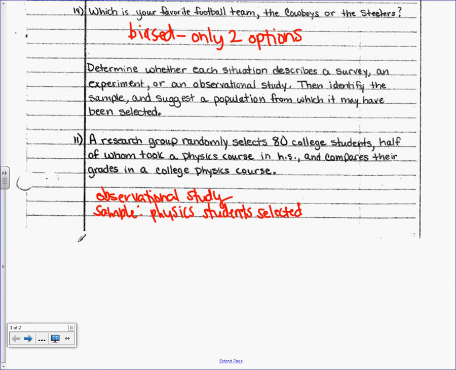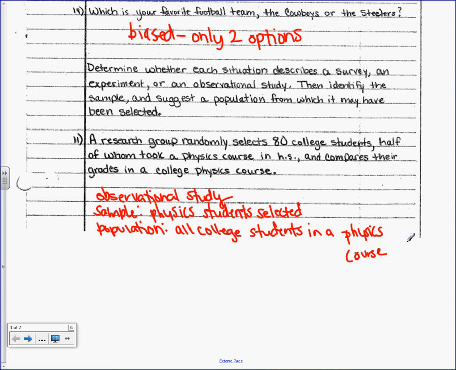And then the population could be, we're not 100% sure because it said what could be. I put all college students in a physics course. So basically, don't overthink it. Yes, this is specific, but I feel like it's not rocket science. It's not too terrible. Okay.